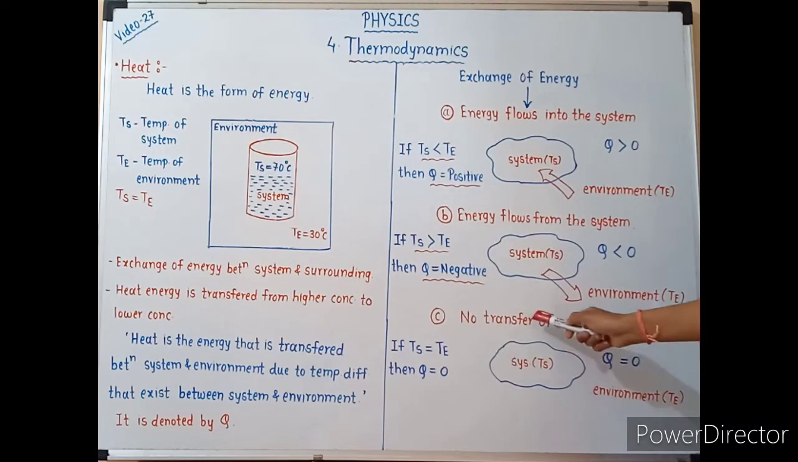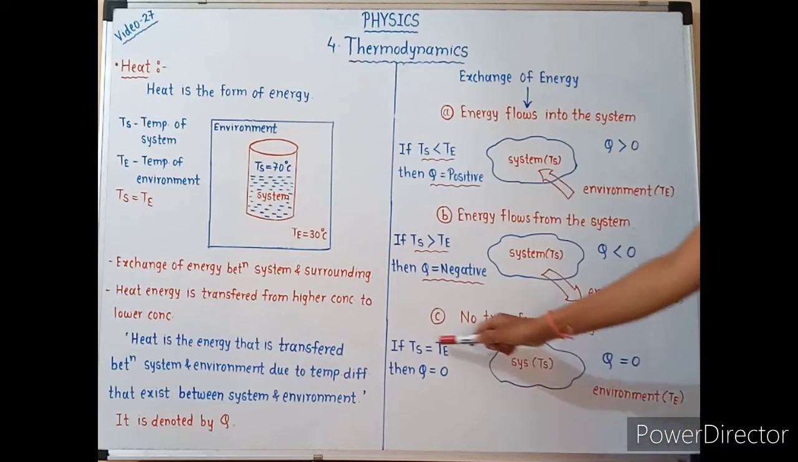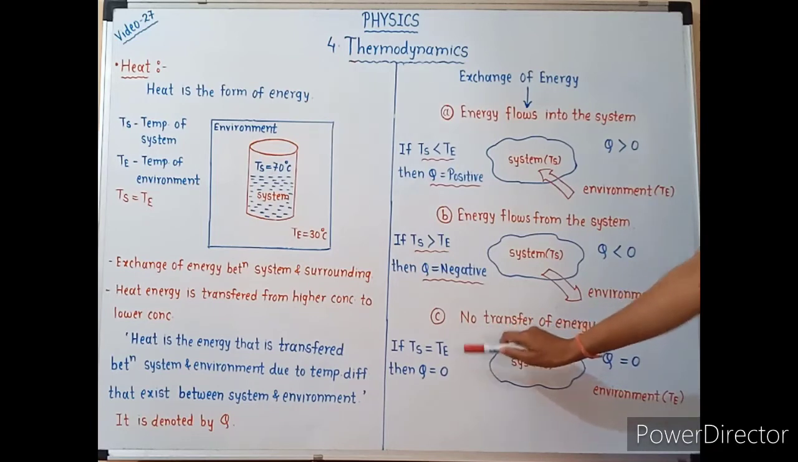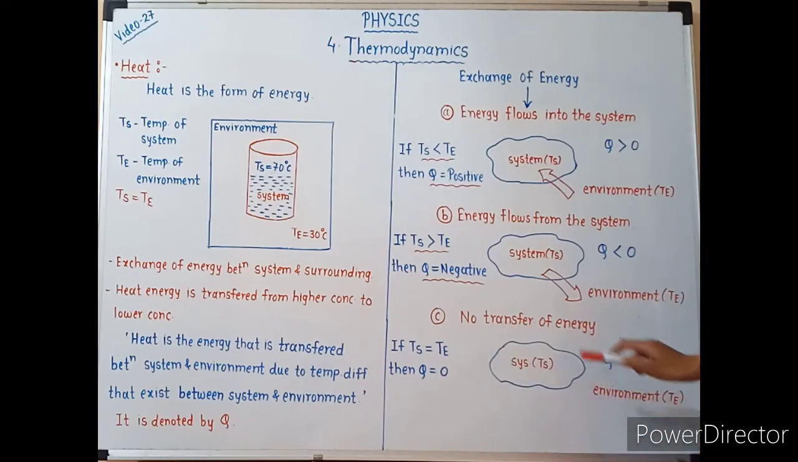And the third case is no transfer of energy. If the temperature of the system is equal to the temperature of the environment, that is Ts is equal to Te, that is nothing but the thermal equilibrium condition. In this case there is no transfer of energy, and therefore the energy transfer between system and the environment is equal to 0.